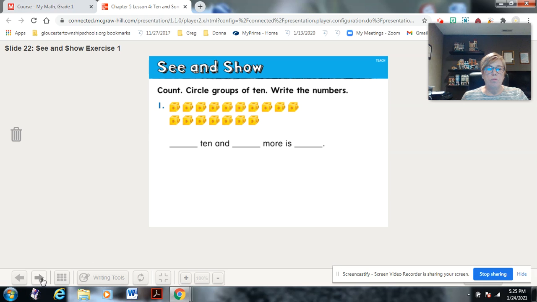Okay? Now, for the see and show and the on your own, for the next 2 pages, all right, they are going to show you circle groups of 10 and write how many more. Now, make sure before you just automatically assume that there are 10 here that you count, all right, because at some point they kind of shorten how many cubes are in a row. Okay, so pause and solve. Okay, ready for number 2?